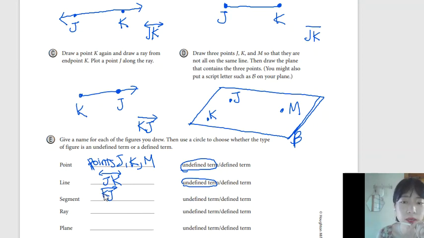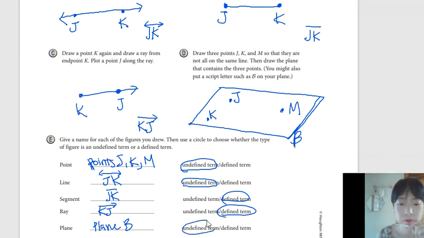Wait, this is ray JK. Line segment is JK. Okay, and ray is going to be KJ. Segment, defined term, and ray, defined term. Plane B, and that is an undefined term. Okay, now you got it?